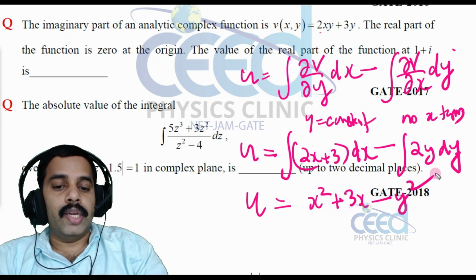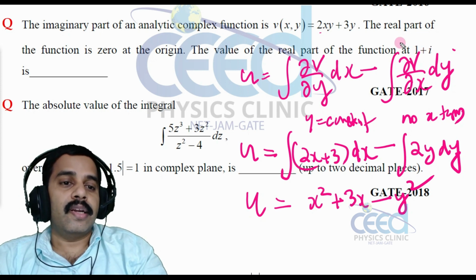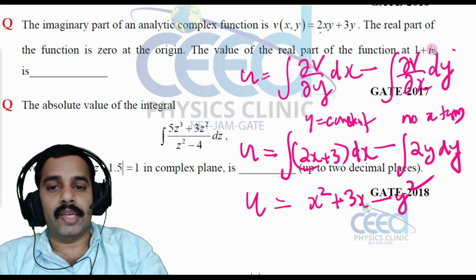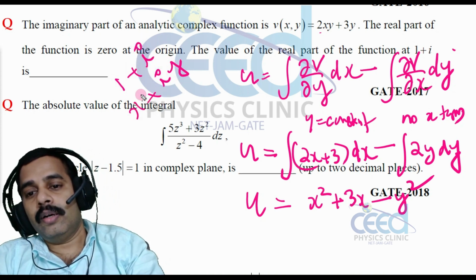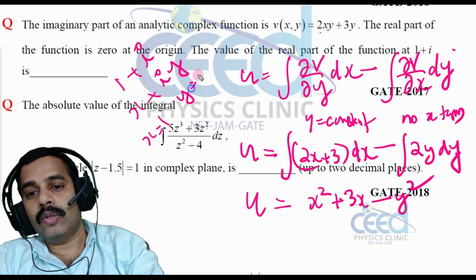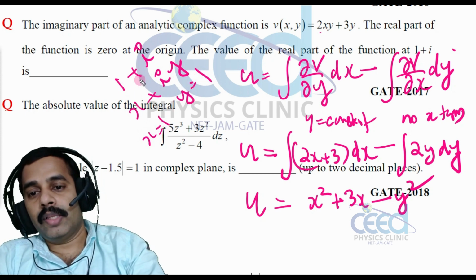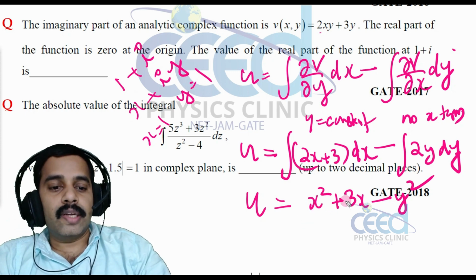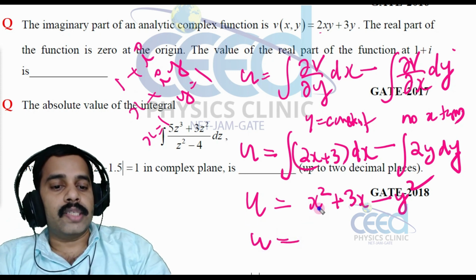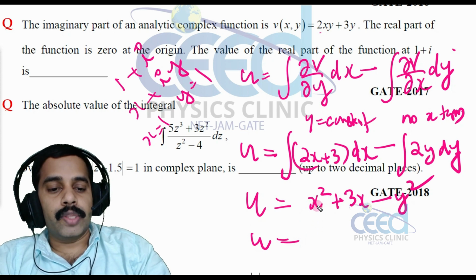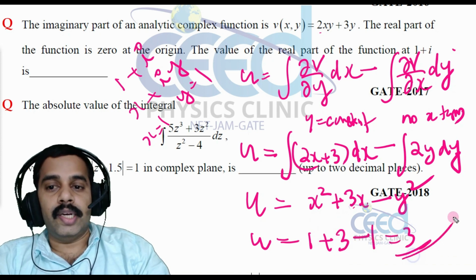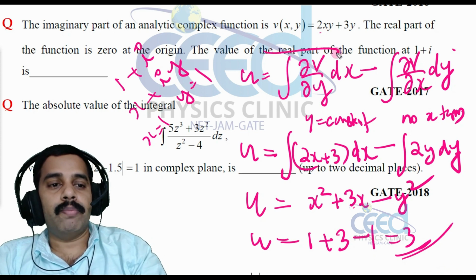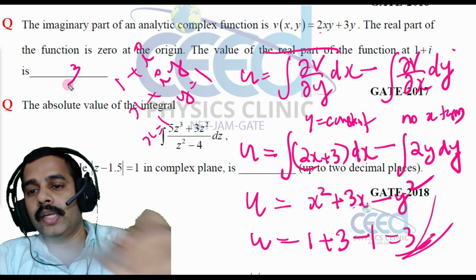So y square. Now this is the real part at 1 plus i, right? If you compare 1 plus i with x plus iy, what is the x value? x is equal to 1, y is equal to 1, right? Compare the coefficients. So if I substitute x is equal to 1 and y is equal to 1 in this equation, 1 square is 1, 3 into 1 is 3, minus 1. So 3, right? So what is the value of the real part at 1 plus i? That is equal to 3. All right.